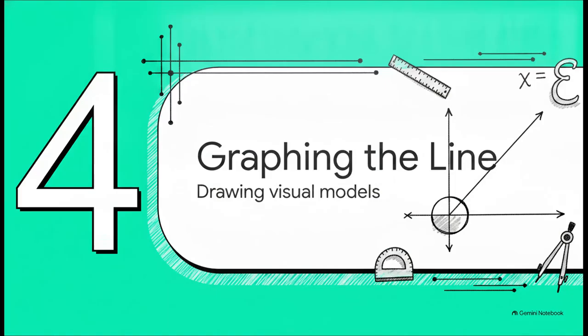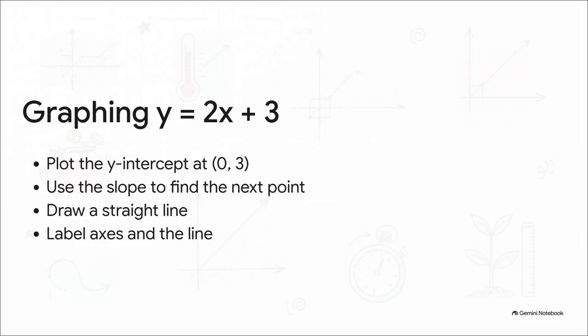Easy, right? Moving right along to section 4, graphing the line. Let's translate all this pure algebra into clear visuals. Translating this to a graph on a Cartesian coordinate plane just requires a few clear steps. Let's say we want to graph y equals 2x plus 3.